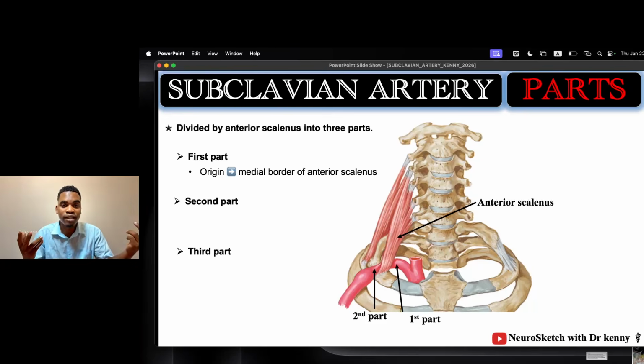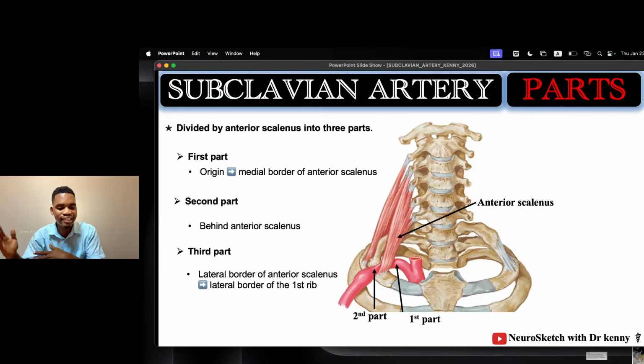What do you think about the second part? The second part is just behind the anterior scalenus. You will forgive me about the labeling here. Then the third part is lateral, from the lateral border of the anterior scalenus all the way to the lateral border of the first rib.